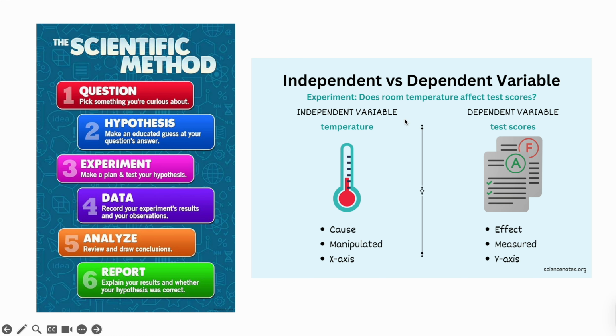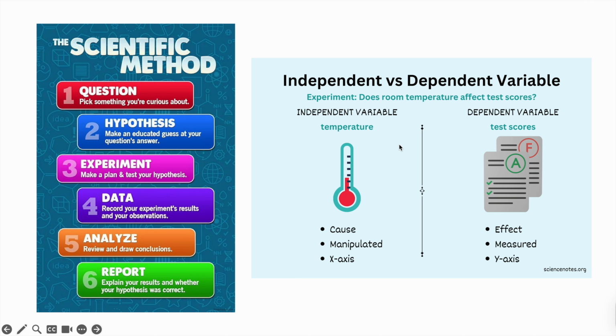Your independent variable is typically what is being tested, okay? So here, this experiment says, does room temperature affect test scores? So what is being tested? Yeah, it's the test scores, but we want to see how room temperature affects the test scores. So temperature is what we are manipulating, okay? If I say, does room temperature affect test scores, I'm going to put some people in the cold room and some people in the hot room. Thus, your temperature is going to be your independent variable.